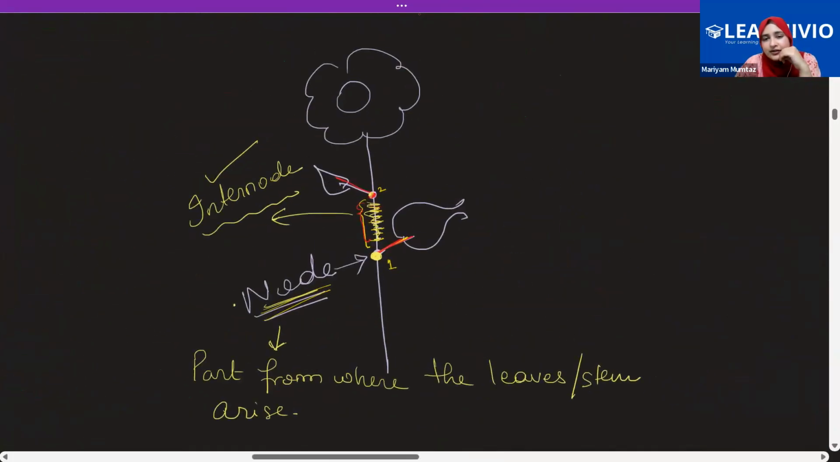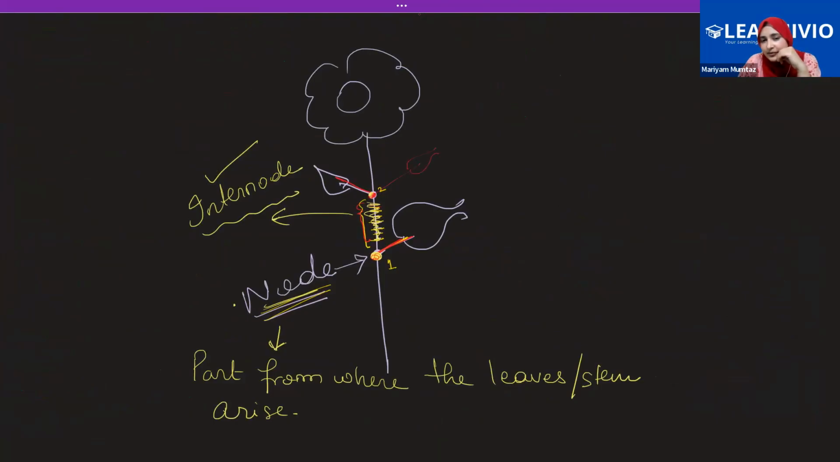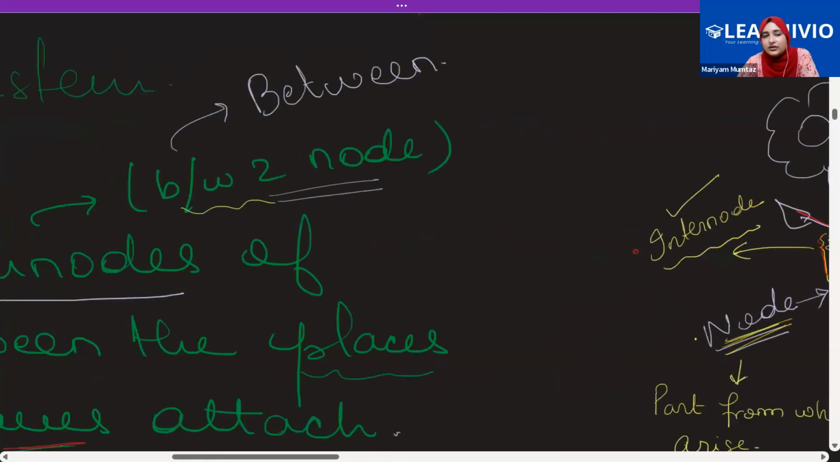This is the point from where the branch is arising or the leaf is arising, and this is the point from where another leaf is arising. Now the portion in between these two nodes will be called the internode, isn't it? Yes, ma'am. So this intercalary meristem will be present in the internode region of the plant. Okay, the region between the two nodes, that is the internode.